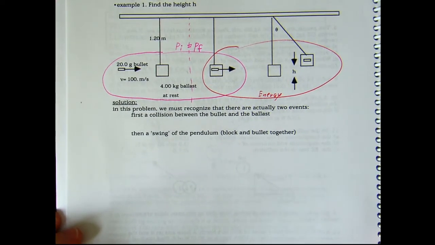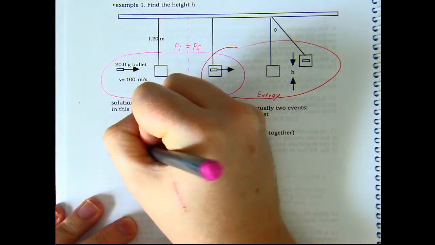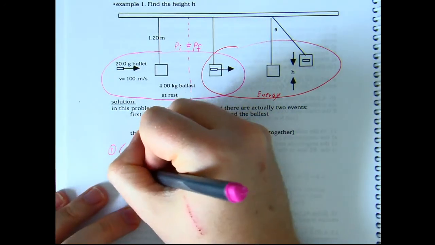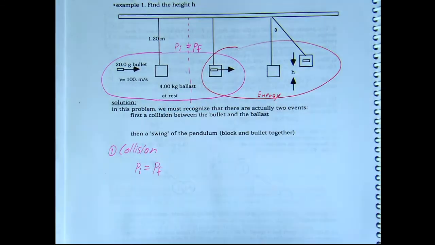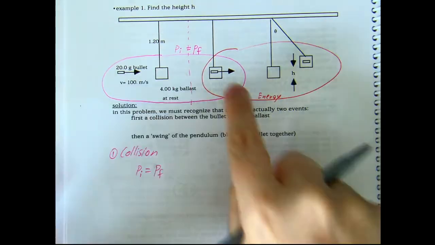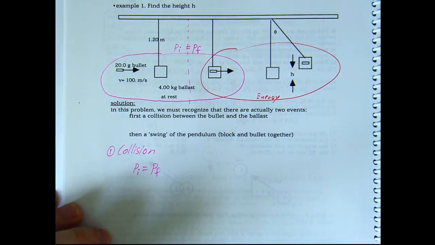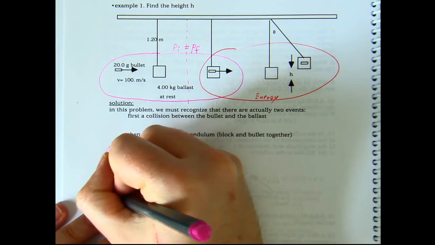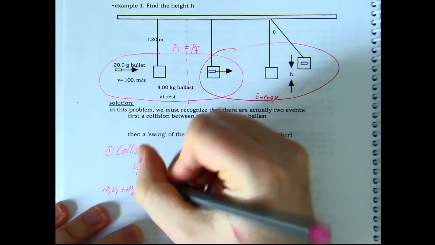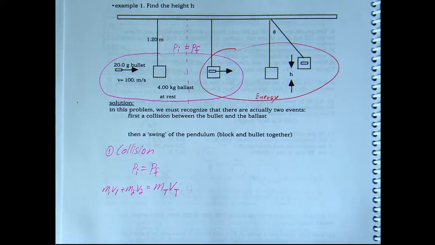If we break this problem up like this, by looking at the collision first, we know momentum has to be conserved, so initial has to equal final. Initially, we've got 2 distinct objects. Finally, we've got 1 combined object. So we've got m1v1 plus m2v2 is going to equal m total, v total, for the combined object there.